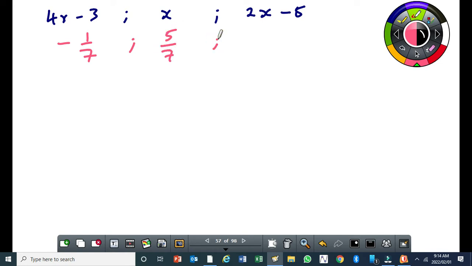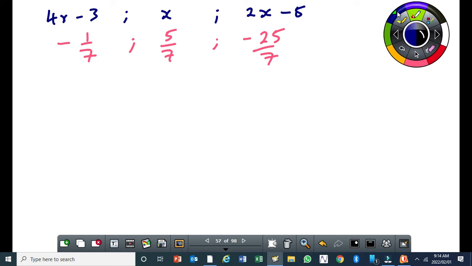The third term, 2 times 5 gives me 10. 10 over 7 minus 5 is what? Minus 25 over 7. Can you try to speak up a little bit? Don't be scared of me.